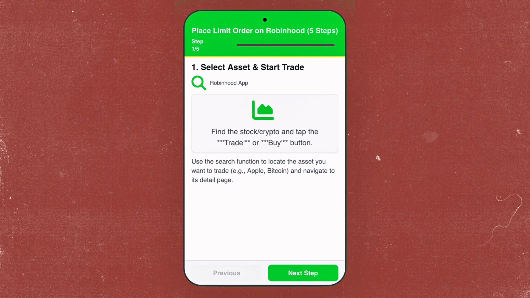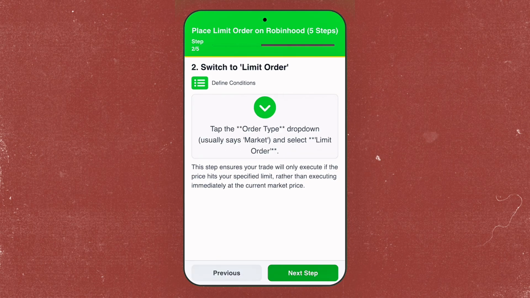So you can use the search function to locate the asset that you want to trade, like for example, Apple or Bitcoin. So it depends on you. And then just navigate to its details page.